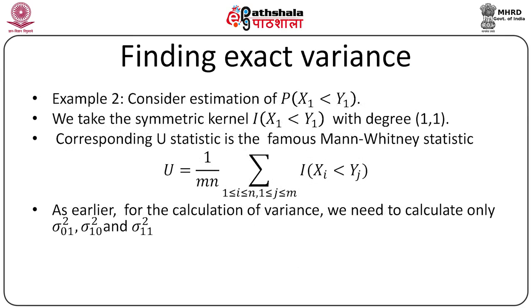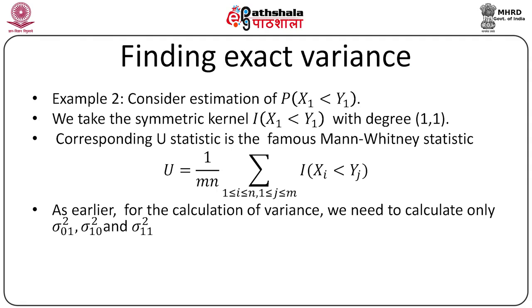In our next example, that is in example 2, we consider the estimation of probability x1 less than y1. Naturally, the kernel is the indicator of the event x1 less than y1. Thus, phi is nothing but the indicator of x1 less than y1 and phi is symmetric with degree (1, 1). The corresponding U statistic is simply the proportion of observations such that xi less than yj. Then, this U is the famous Mann-Whitney statistic for comparing distributions.